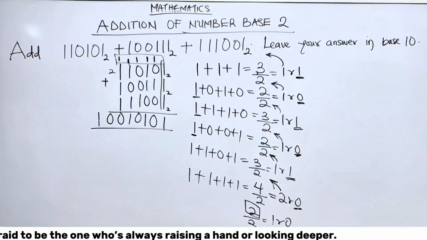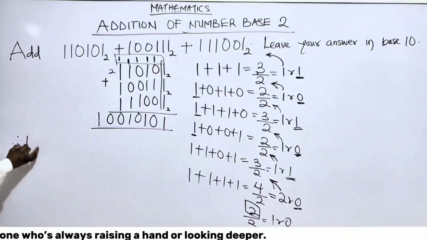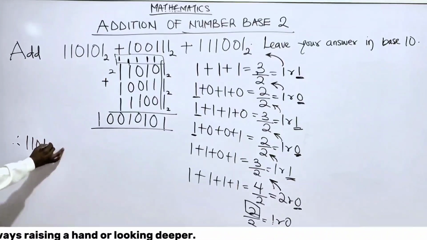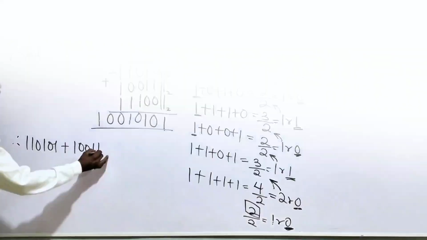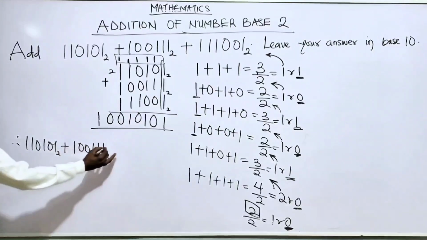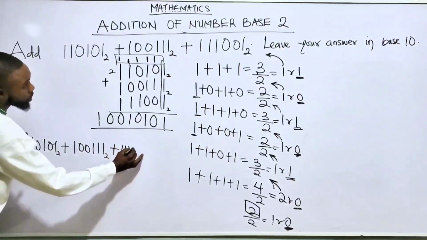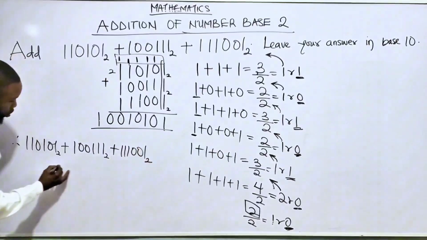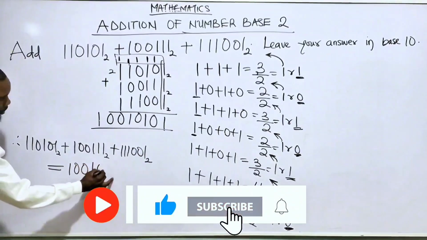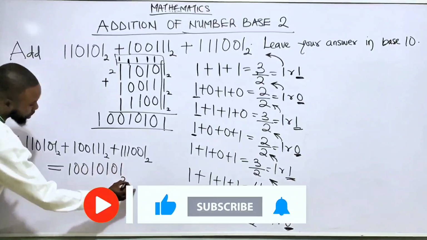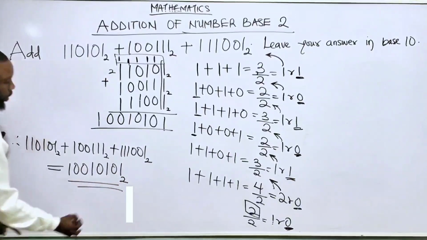So by adding all of that, 110101 plus 100111, all in base 2 please, and then plus 111001 base 2, we're going to get 10010101 base 2. This is our answer in base 2.